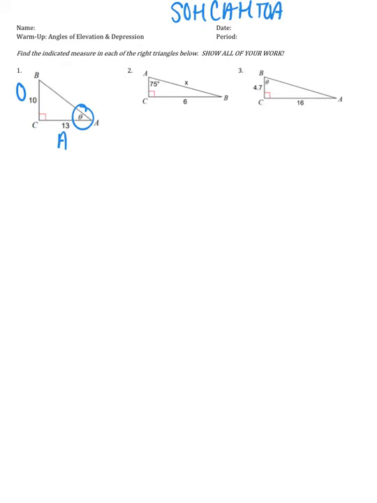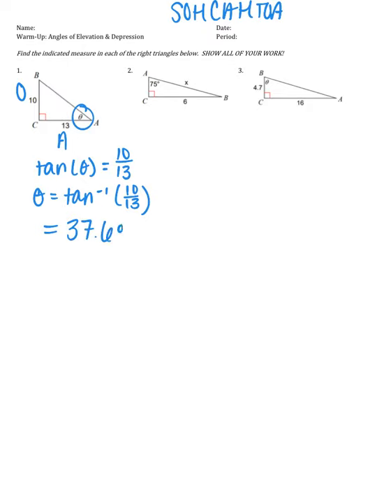O and A is tangent, so I'm going to set up tangent of my angle is equal to opposite over adjacent. Since we are finding the angle in this one, we have the inverse tangent of 10 over 13. So remember, on your calculator, you hit the second button, then tangent, and make sure your calculator's in degree mode. Mine's not in degree mode, give me a second. We end up getting 37.6 degrees. Okay? All right, let's take a look at number 2.